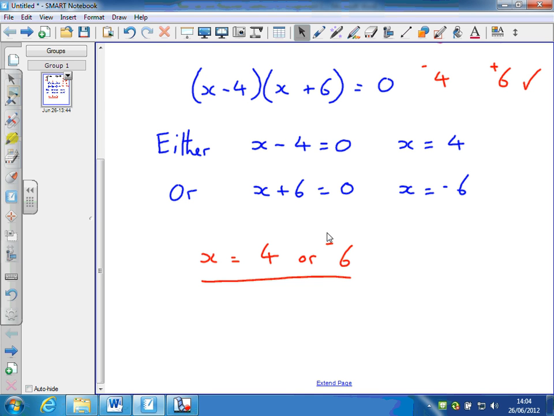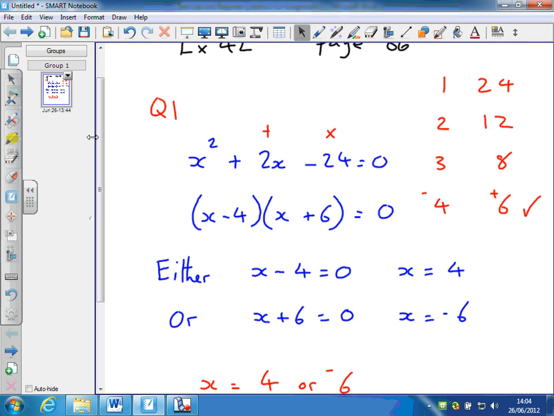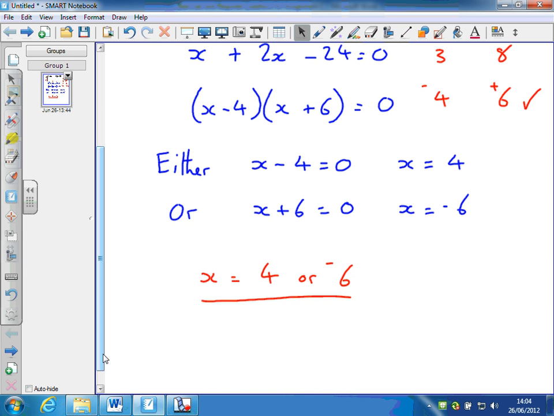And if you put those values for x back into the original equation again, you might want to try this. I think you'll find that in both cases the answer will turn out to be 0. So now have a go at the question in the exercise.